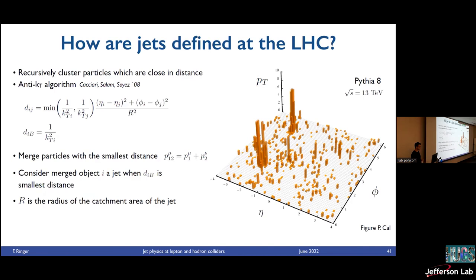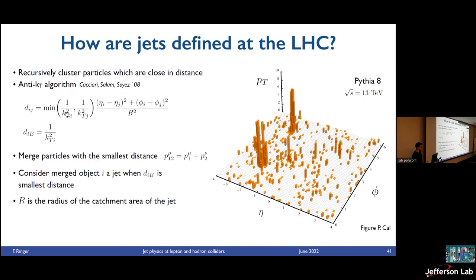The definition that we typically use now is a so-called recursive clustering algorithm, specifically the anti-kT algorithm, which was developed in 2008 and is mostly used these days. The way it works is that we recursively group particles together, by writing down distances between particles. The distance between particles i and j is given by this expression on the right, where we just have the geometric distance in the eta-phi plane between any pair of particles, divided by what we'll later refer to as the jet radius, capital R, and then we also weight it by 1 over kT squared of the particles.